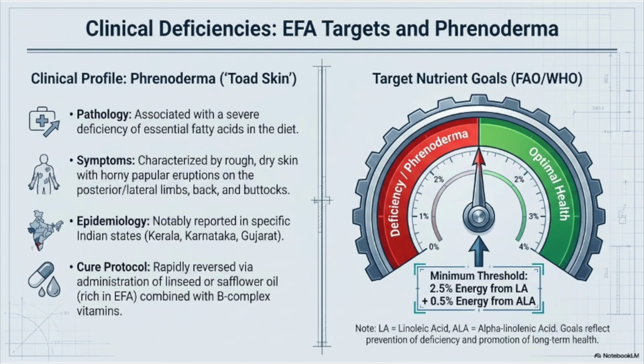When essential fatty acids are severely deficient in the diet, a clinical condition called phrenoderma or toad skin can develop. Its pathology is associated with a severe deficiency of essential fatty acids, and its symptoms are characterized by rough, dry skin with horny papular eruptions on the posterior and lateral limbs, back, and buttocks. Epidemiologically, it has been notably reported in specific Indian states including Kerala, Karnataka, and Gujarat.